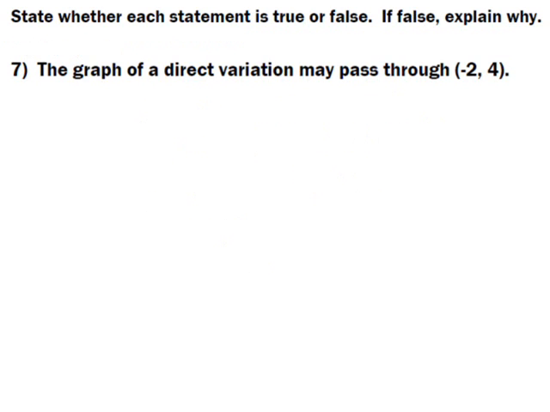All right, now we have some statements. We have to say if they're true or false, and if false, explain why. So the graph of a direct variation may pass through (-2, 4). So let's think about that. If I had a line, (-2, 4) would be right here. Could we draw a direct variation graph that goes through that point? Well, sure, because we could make it go through (0, 0) and then continue in a straight line. So this is true. It can go through (-2, 4).